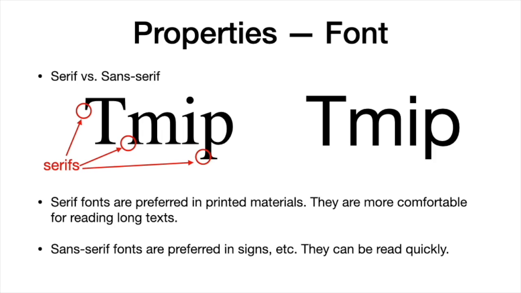Serifs are the small decorations to the endpoints of letters. Fonts that have serifs are called serif. Fonts that don't have serifs are called sans serif. Serif fonts are preferred in printed materials. They are more comfortable to read for reading long texts. Sans serif fonts are preferred in signs and other similar things. They can be read very quickly. They're also often used for web pages.